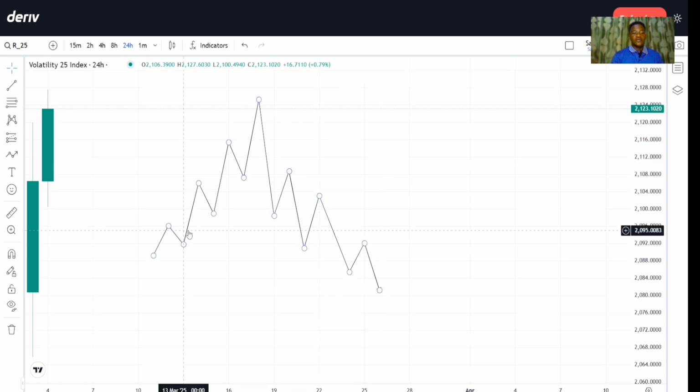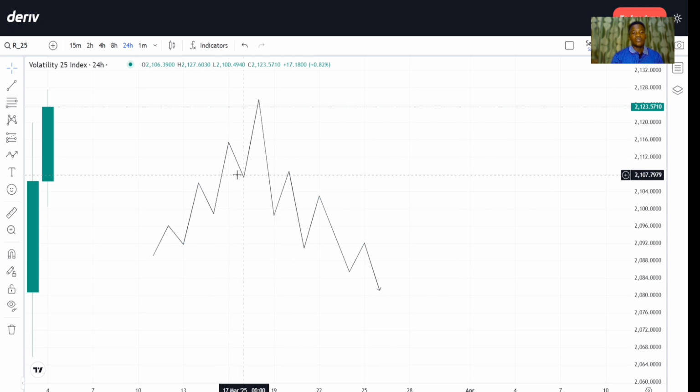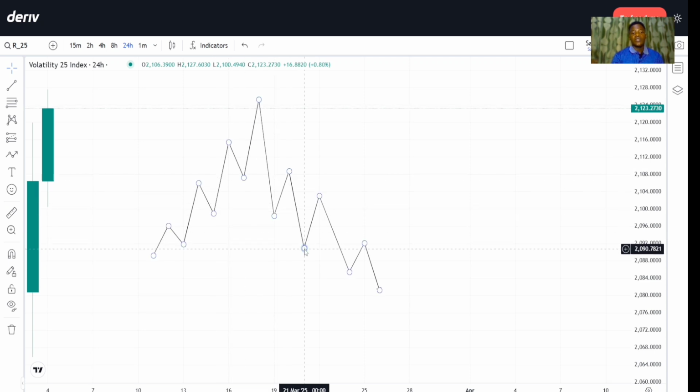So if a low is higher than the previous low, we call it a higher low. And if we have another low that is still higher than that previous low, we name it a higher low. And if a high is higher than the previous one, we call it a higher high. If you have a low that is lower than the previous low, we call it a lower low.